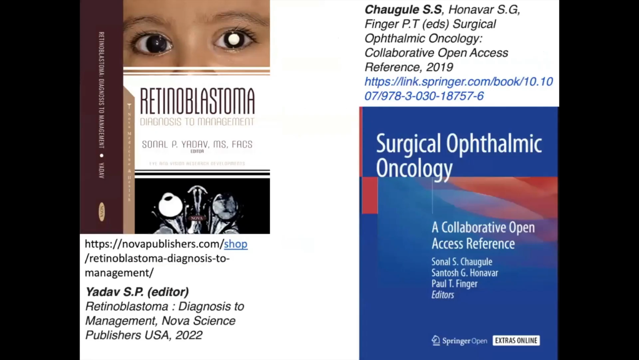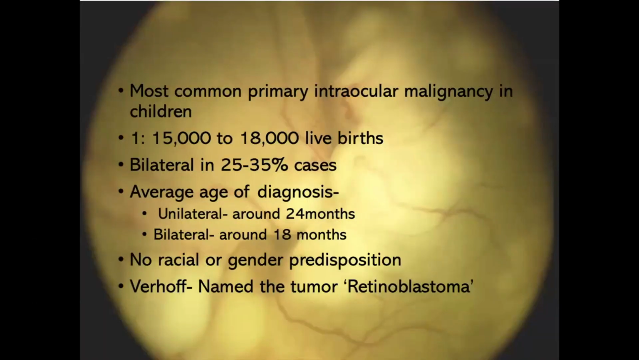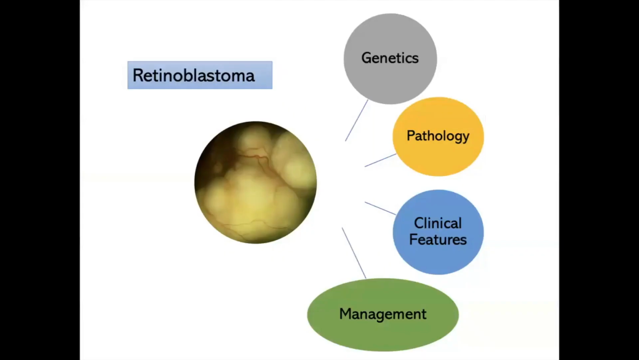Retinoblastoma indeed is a vast topic. However, in the following presentations, I will try to give a comprehensive review of the topic. As we all know, it is the most common primary intraocular malignancy in children aged from newborn to around 6 years of age. The incidence is 1 in 15 to 18,000 live births. The disease can be both unilateral as well as bilateral.